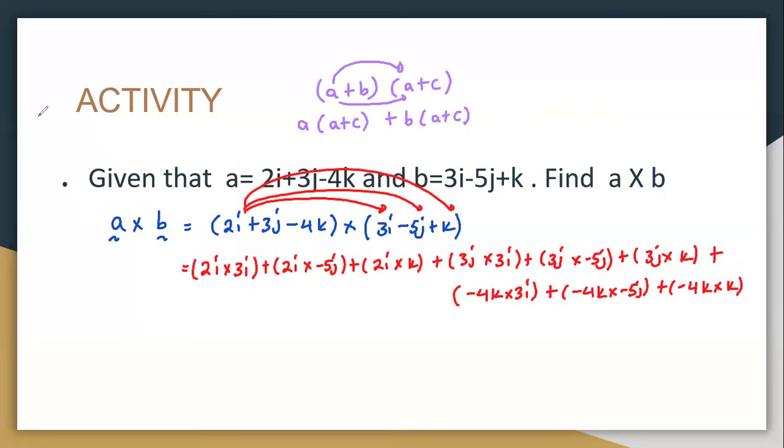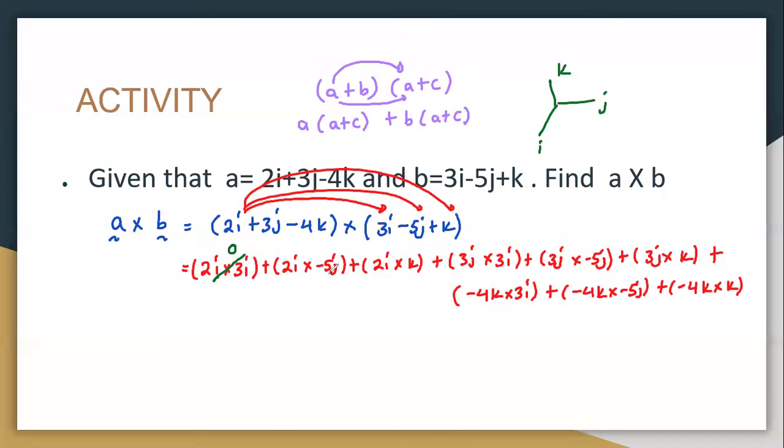Okay. So we are going to continue. Now, when you reach here, we start asking ourselves, I cross I. You go back and remember, let me draw it here, that this is I, this is J, and this is K. So we say that I cross I, we end up with 0. So everything here is going to be 0. So this one can go away.